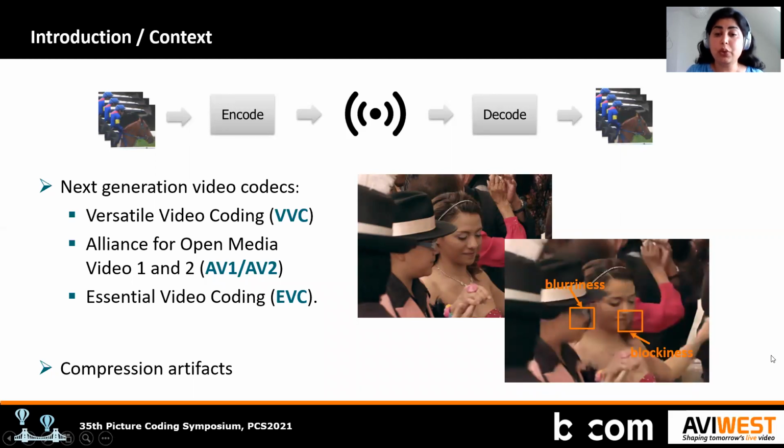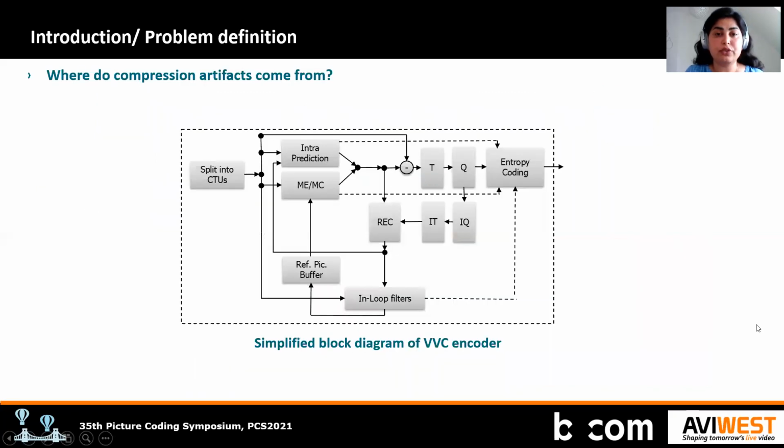Although the new video codecs are employing more advanced and complicated tools in their encoding process, the videos encoded with these codecs are still suffering from compression artifacts. Blurriness, blockiness, ringing artifacts are some of the well-known compression artifacts which are clearly visible in the videos encoded with these codecs, especially in low bitrate.